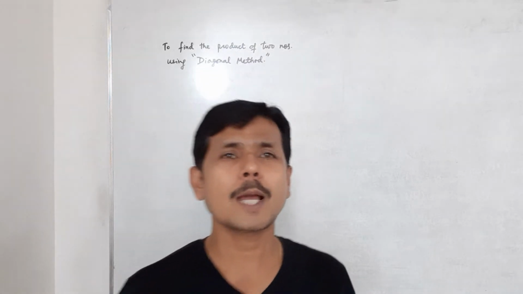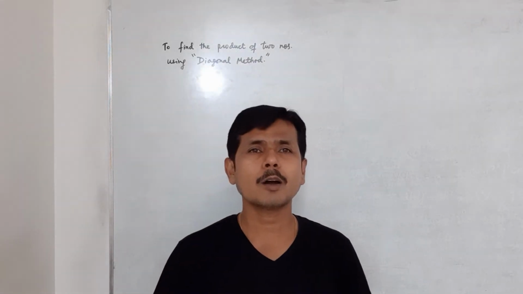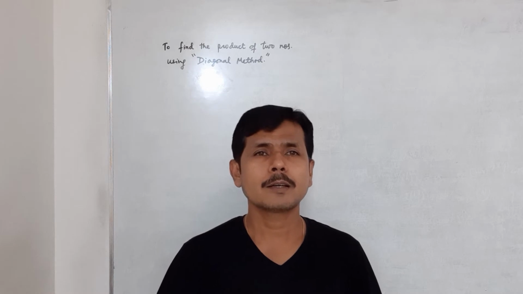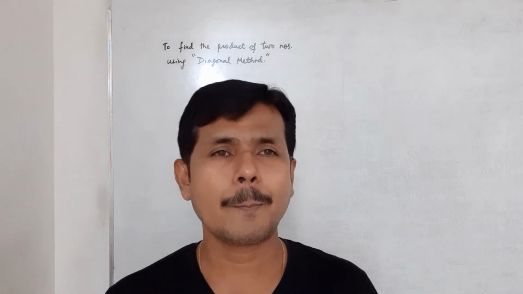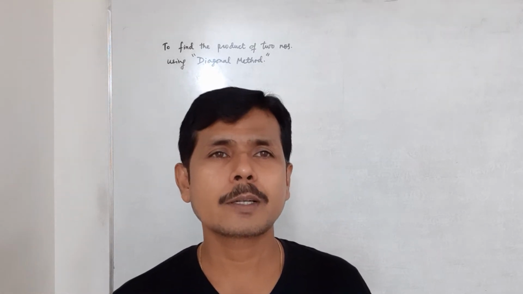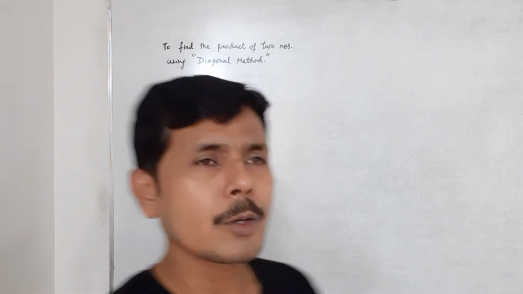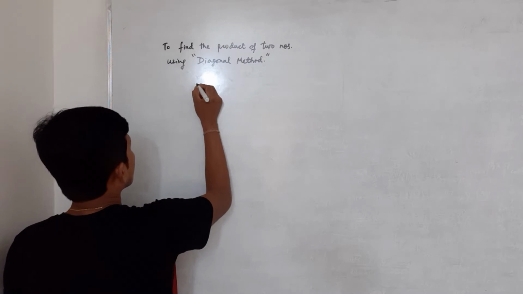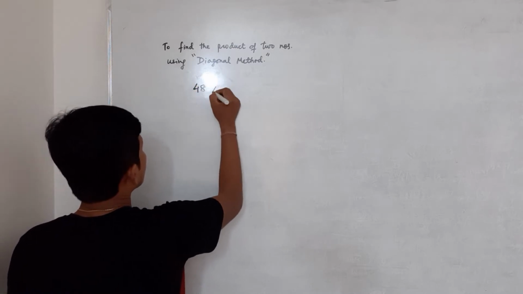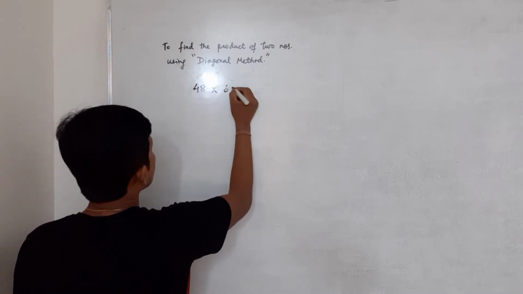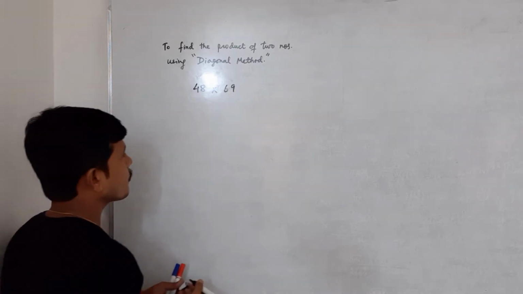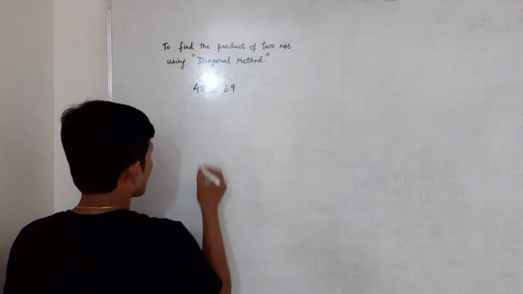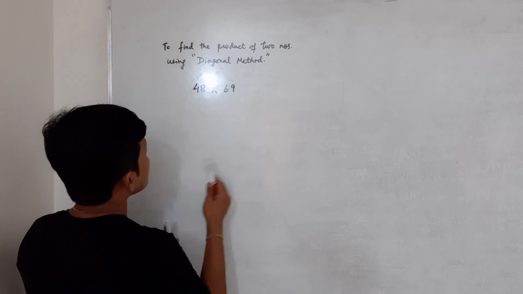Hello students, today I am going to teach you all the product of two numbers using the diagonal method. Okay, let us do it. I am taking an example. Let us find the product of 48 into 69. Suppose I have to find the value of this. So I am going to use the method known as the diagonal method.